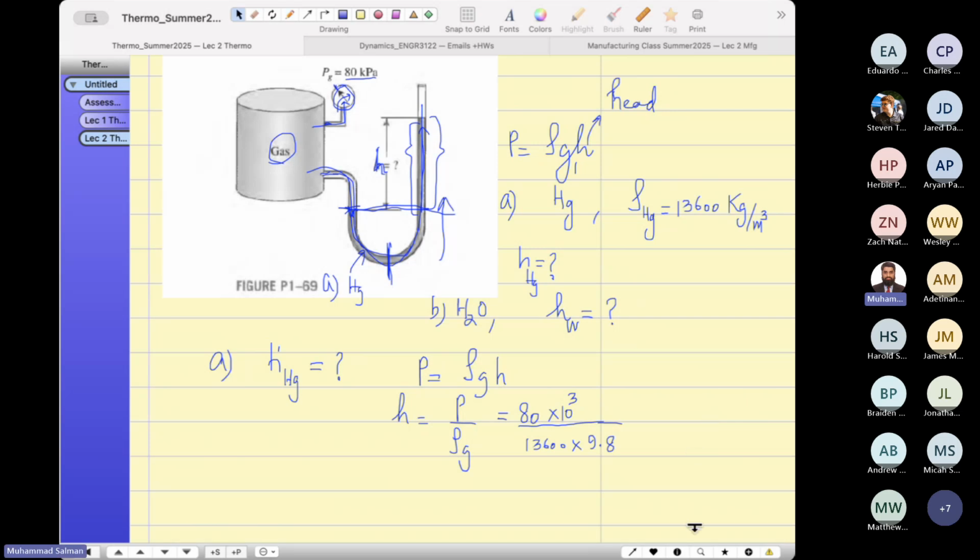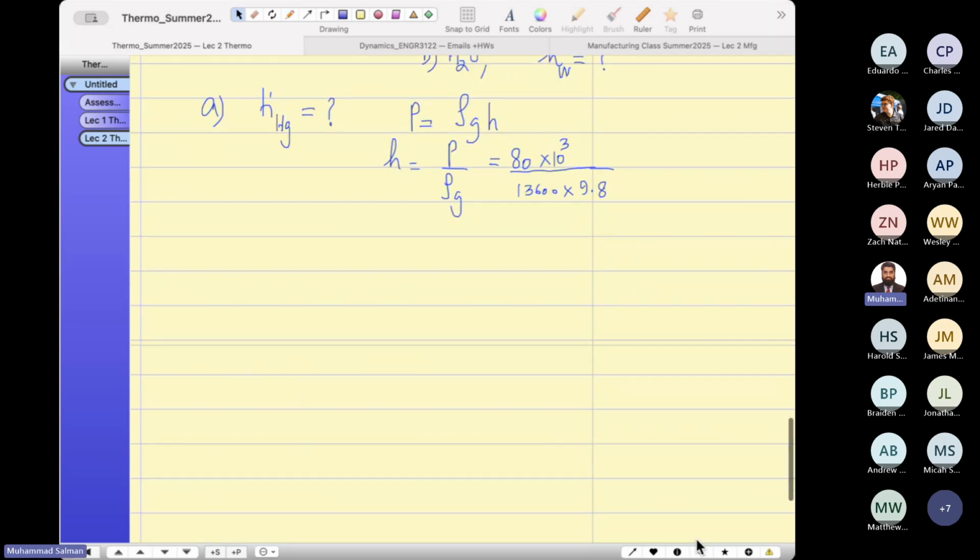Can you open your calculators and help your professor? Please write it down. Point 0.6. Charles says 0.6. Anyone else who agrees with this answer? Herbie says yes. Alex says yes. That's good. Very good, guys. So you guys are learning very fast. You are fast learners.